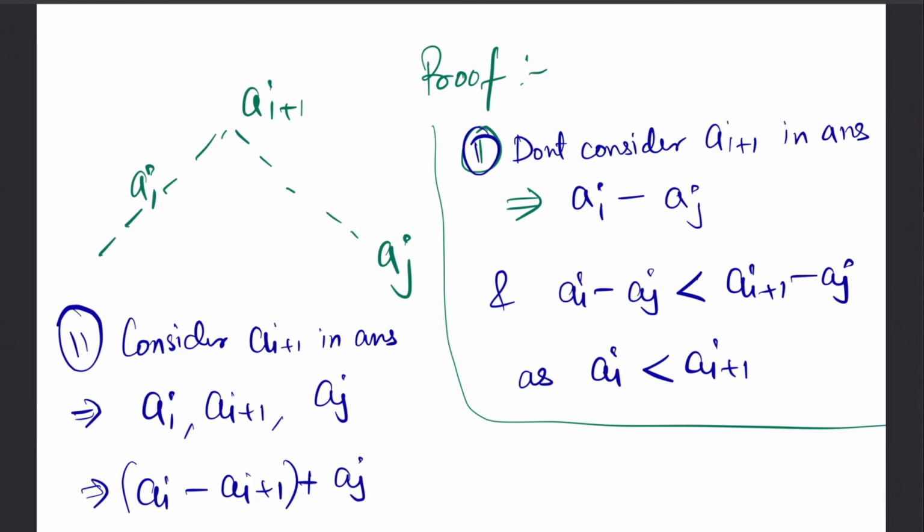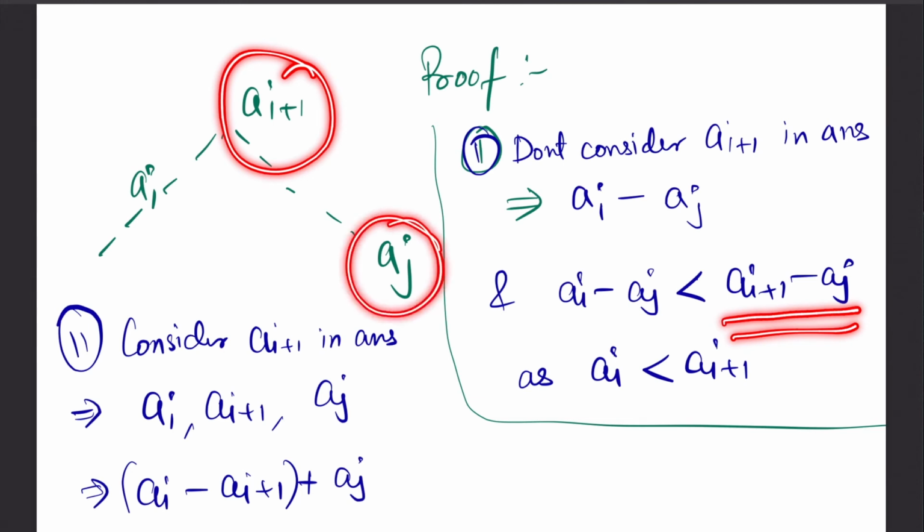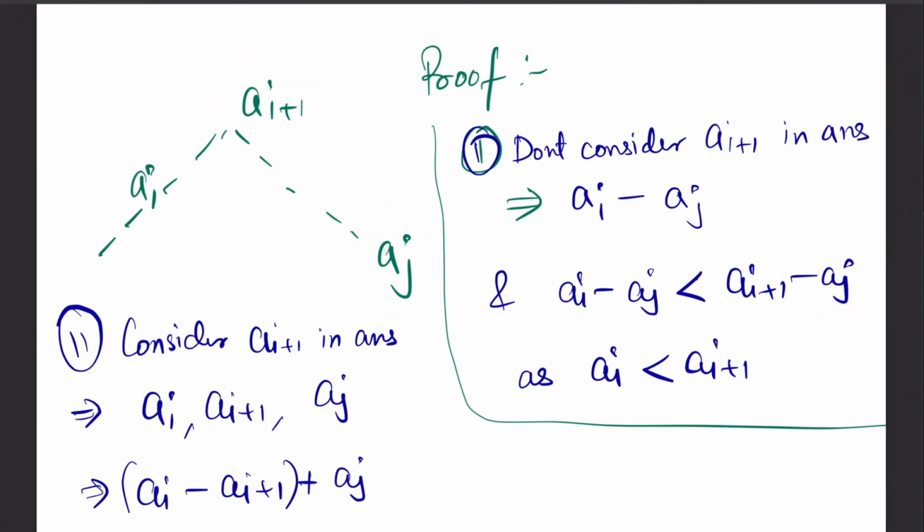But if you see, a of i minus a of j is actually less than a of i plus 1 minus a of j. Why? Because if you simply subtract these two, you are getting a of i is less than a of i plus 1, which is true. This a of i is actually less than this. So that means this is always true.